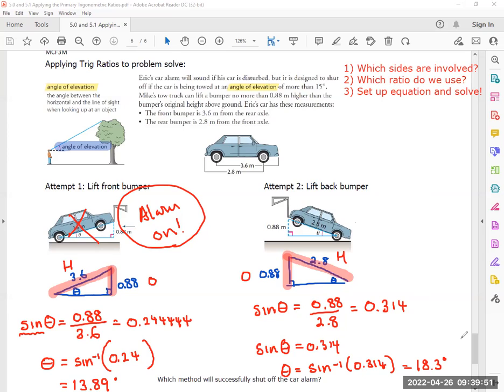So which method will successfully shut off the car alarm? Well, you have to lift from the back.